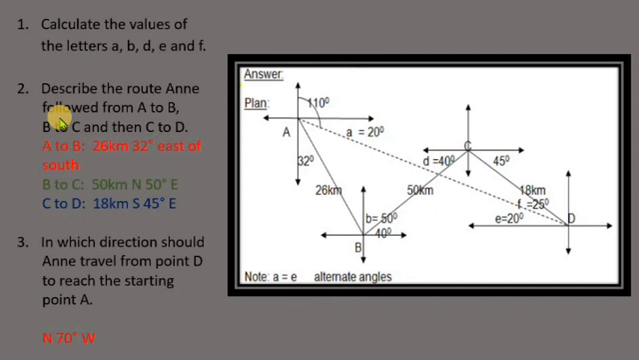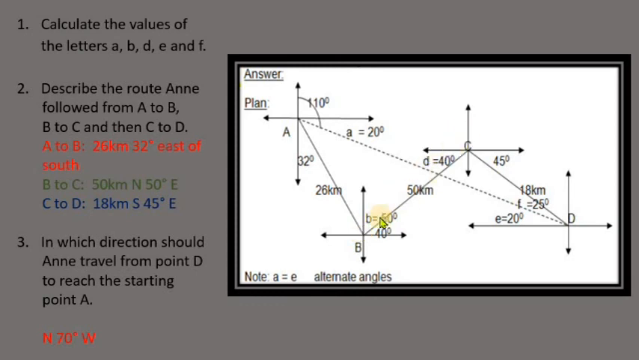Describe the route that Anne followed from A to B, from B to C, and then from C to D. Now from A to B, what happened? Remember, that you have to look if it's north or south. You always start with the north or the south first. So we have south here. So what happened? It is 26 kilometers, 32 degrees east of south. So it's 32 degrees east of south, 26 kilometers.